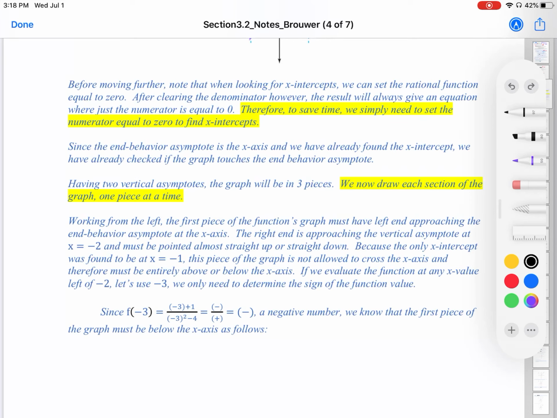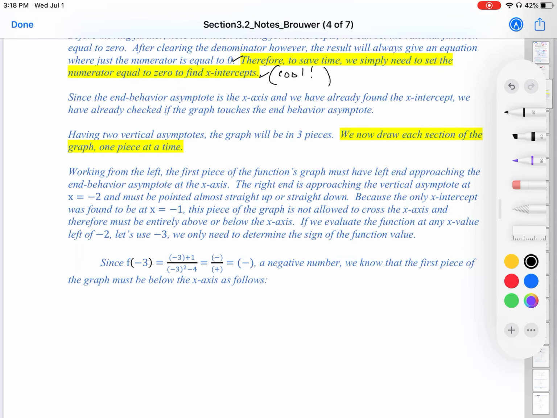Before moving forward, note that when looking for x-intercepts, we can set the rational function equal to 0. After clearing the denominator, however, the result always gives an equation where the numerator is set equal to 0, just as we said earlier. Therefore, to save time, we simply set the numerator equal to 0 to find the x-intercepts. Cool.